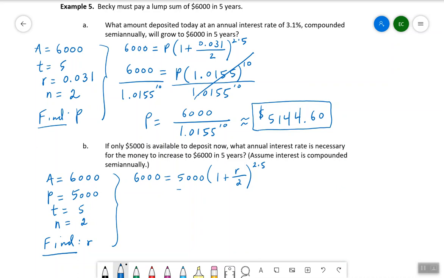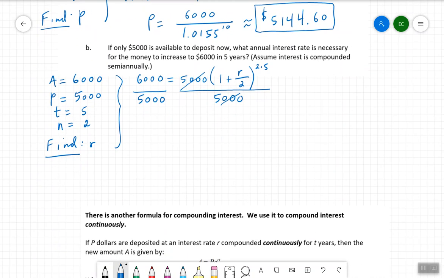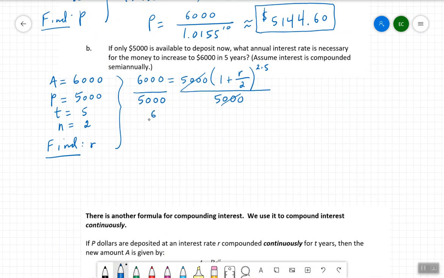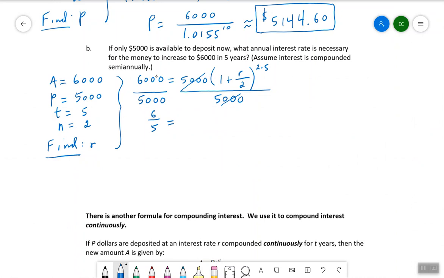So let's just go ahead and start out. Let's divide by 5,000 on both sides. And if you think you already know how to solve this equation for R, I encourage you to stop the video and try for yourself. The 5,000s cancel. And we're left with 6 over 5, right? 6,000 divided by 5,000 simplifies, is equal to 1 plus R over 2 raised to the 10th power.